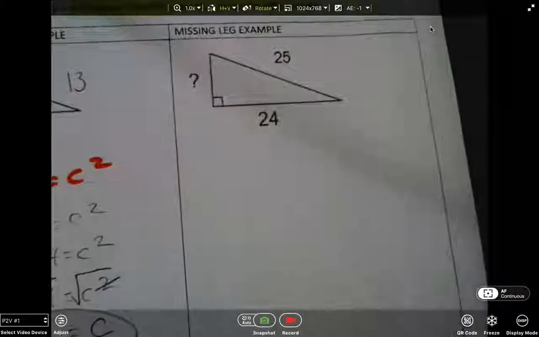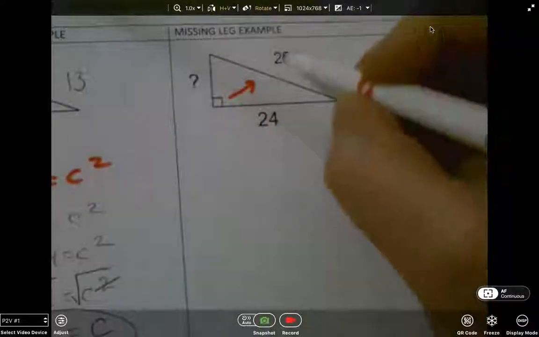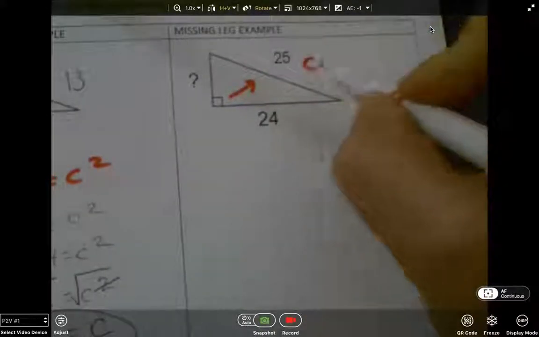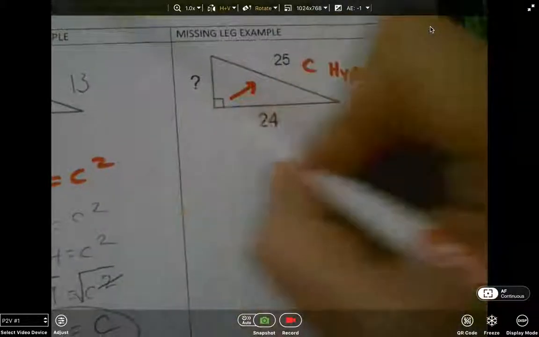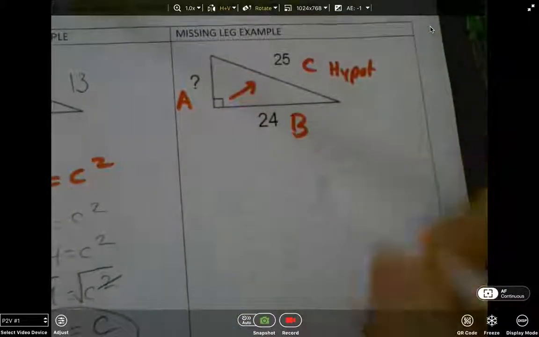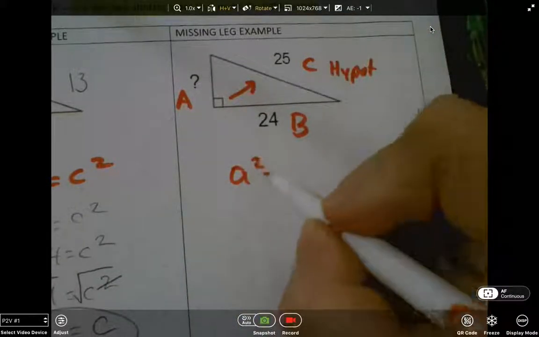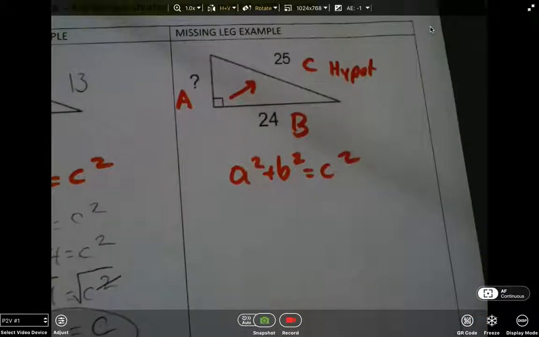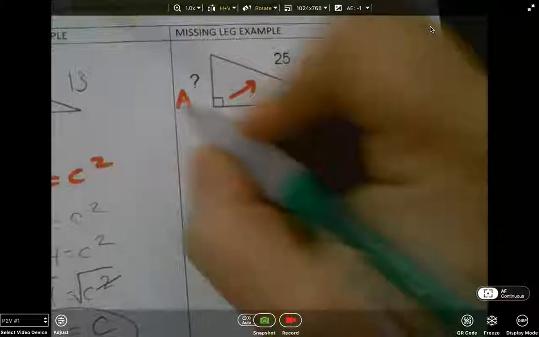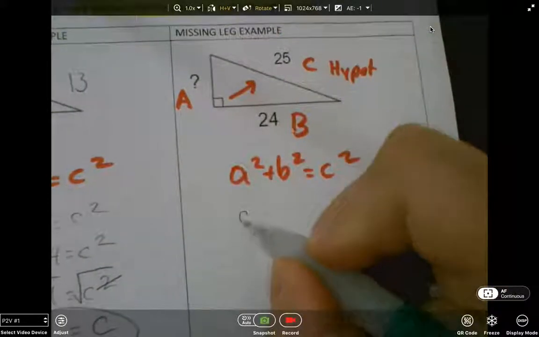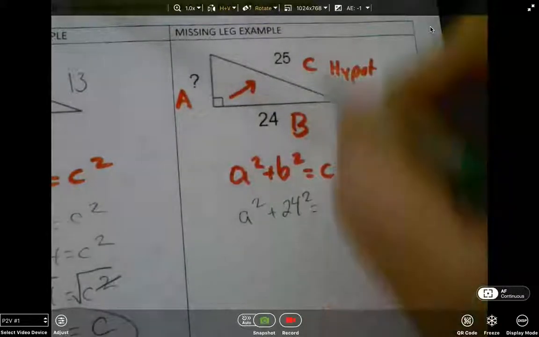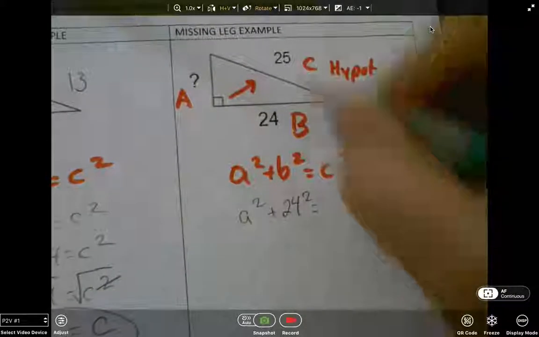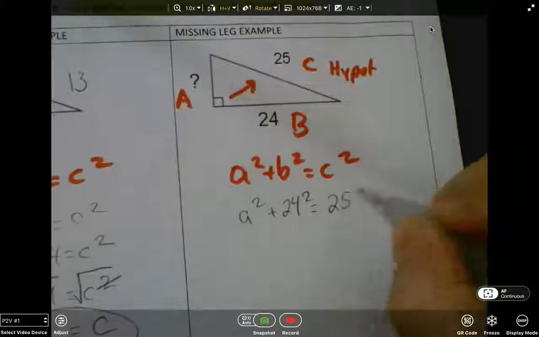Let's try a missing leg example. Again, we're going to label what we know, but we start with this value, which is C, the hypotenuse. And then these two other sides are A and B. A squared plus B squared equals C squared. Plug in what I know. I don't know what A squared is, so I'm just going to leave A squared alone. Plus B squared is 24 squared equals C squared. C is going to be 25, so I write 25 squared.